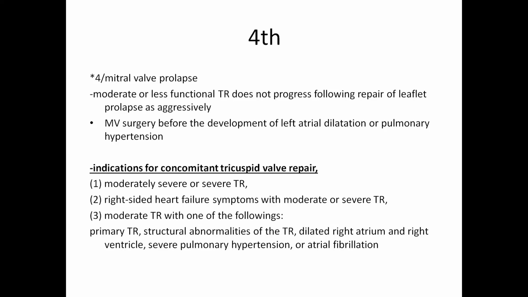The second one is right-sided heart failure with moderate or severe tricuspid regurg. And the third one is moderate tricuspid regurg associated with one of the following: primary tricuspid regurg or structurally abnormal tricuspid, dilated right atrium and right ventricle, severe pulmonary hypertension, and atrial fibrillation.